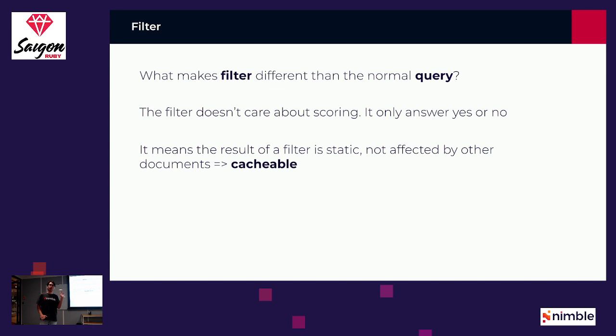If you remember about the scoring part, the result of the scoring is actually dependent on the outside environment. So the more documents you add to your index, it's going to affect the score. So it's not static, it's dynamic, but the filter is different. It doesn't care about the score. So the result is static. So static means cacheable. So we should cache it.